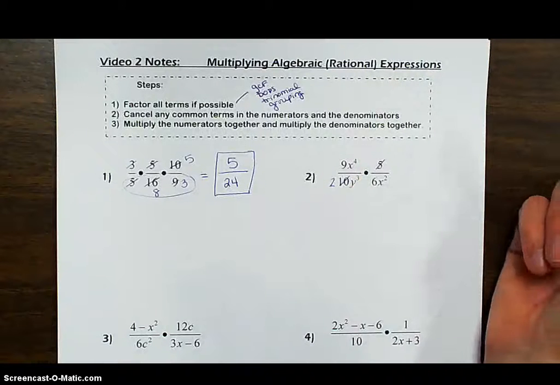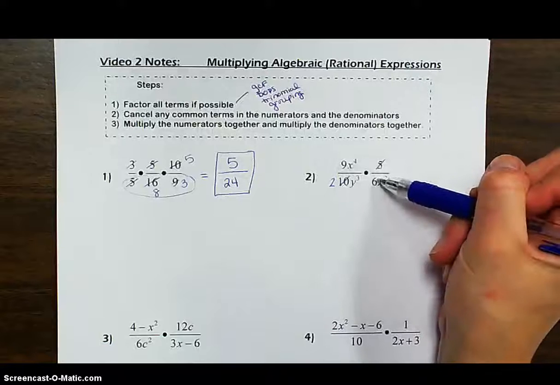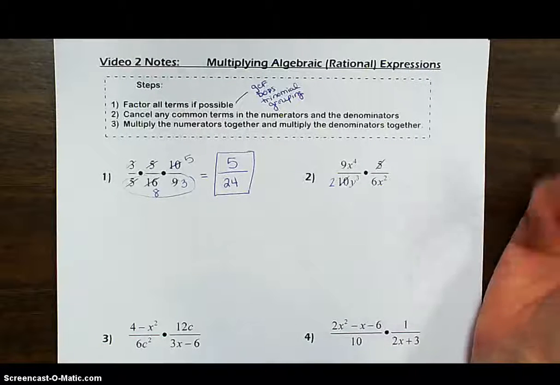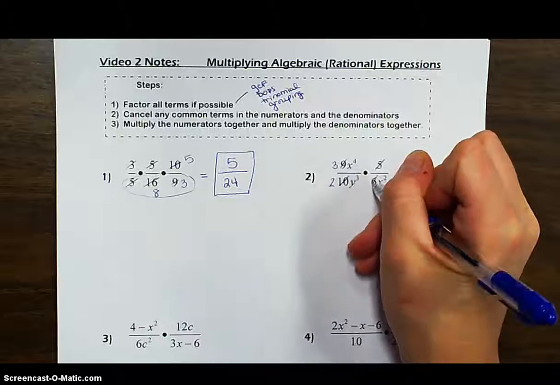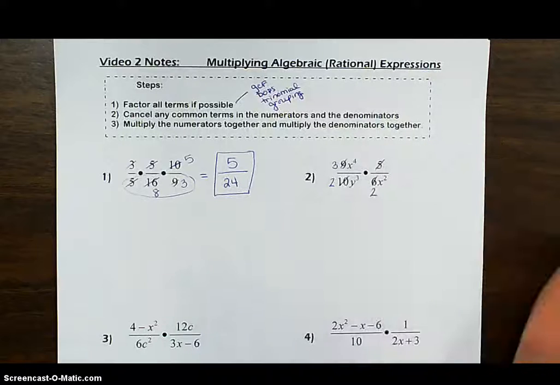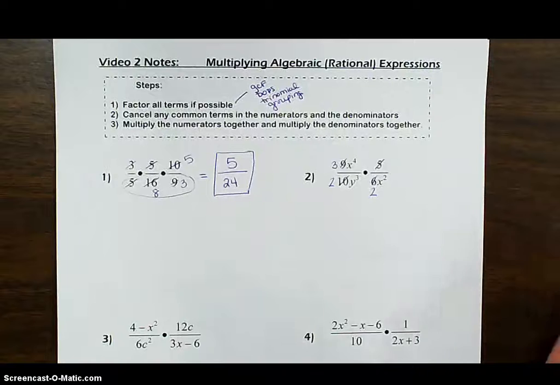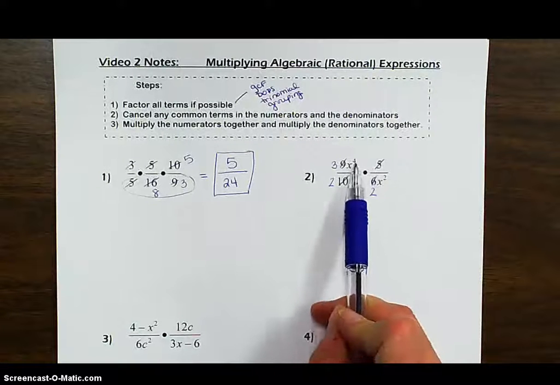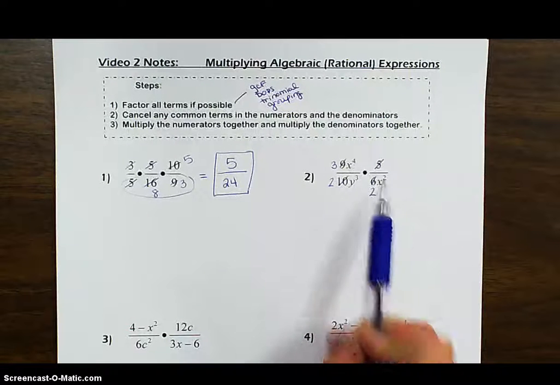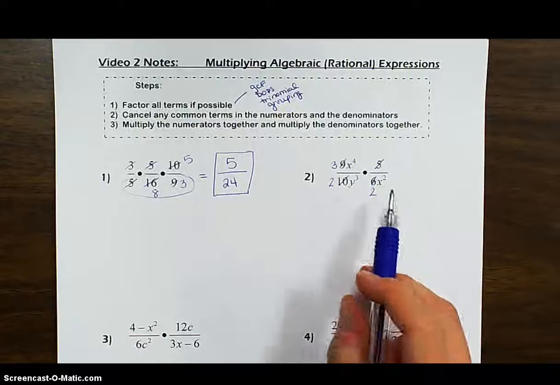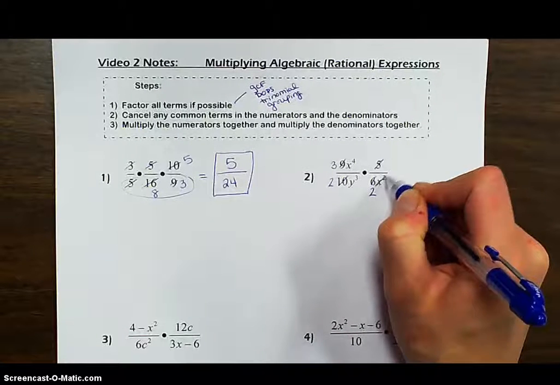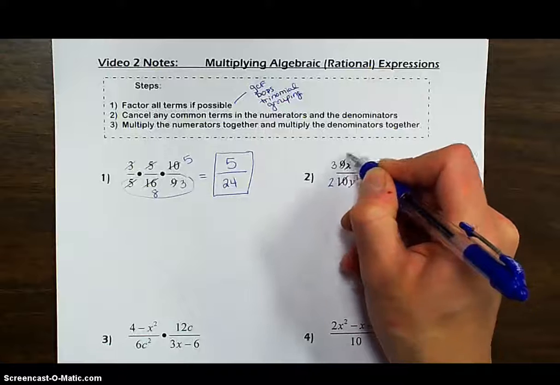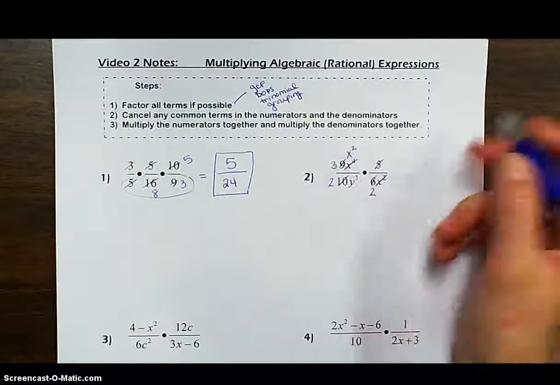Then I see, 9 and 6. What goes into both 9 and 6? 3. 3 goes into 9 3 times. 3 goes into 6 2 times. Okay, and let's see, what else do we have in common here? Well, I have an x to the 4 and an x to the 2. So remember, when you divide variables, you subtract the powers. So x squared and x to the 4, we're left with x squared in the numerator.